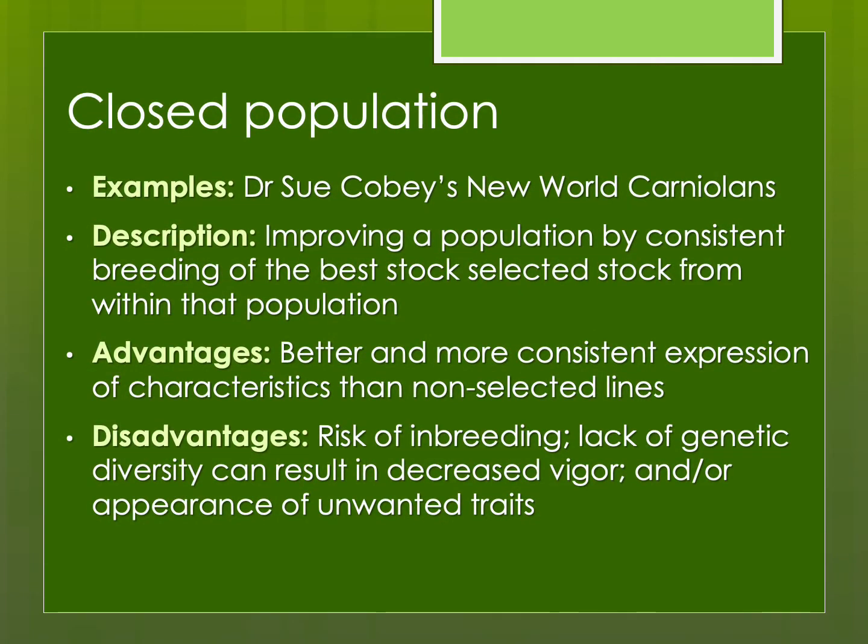Closed population breeding. The classic example is Dr. Sue Cobey's New World Carniolans, which she created by having a closed population of stock that was selected over time. By having a closed population, you're not going to have as many random unexpected characteristics compared to random open mating or non-selected lines. The greatest risk with this, of course, is inbreeding, because lack of genetic diversity can result in decreased vigor, or you might have unwanted recessive traits showing up too. So you have to be very careful to avoid that.